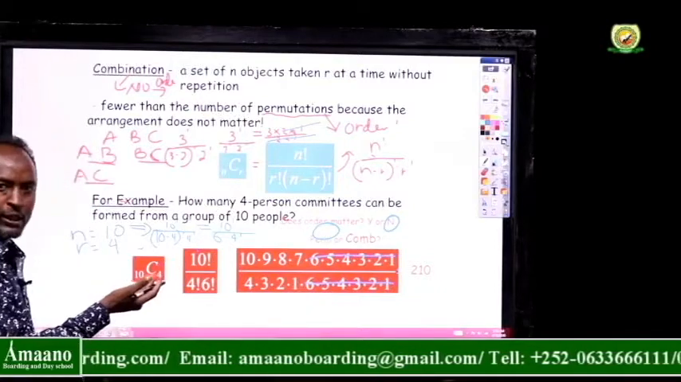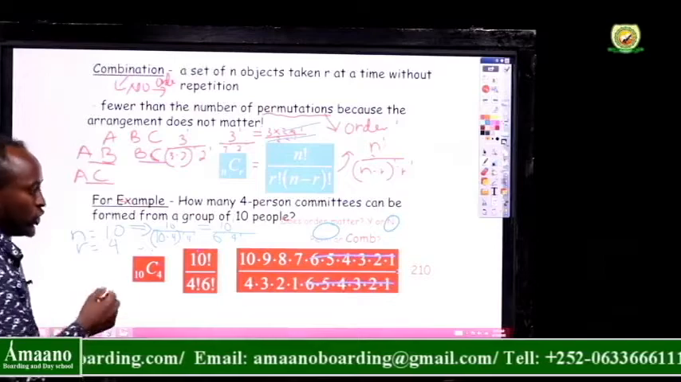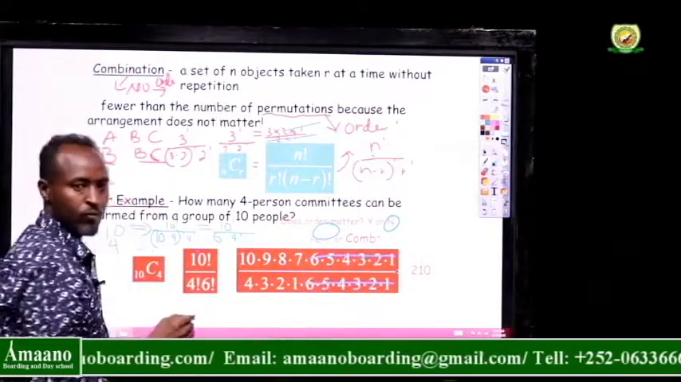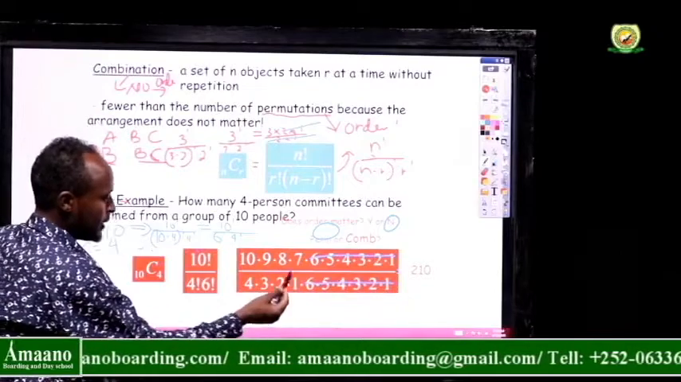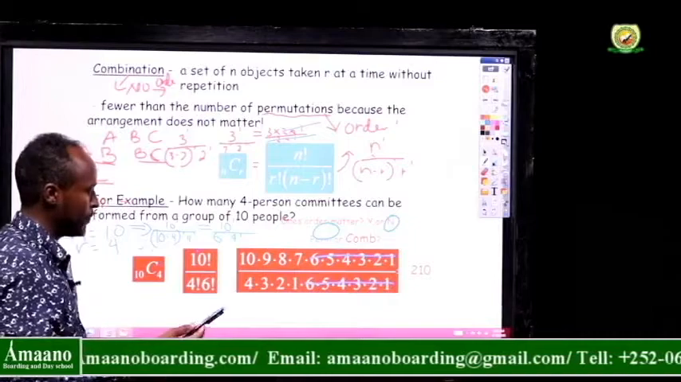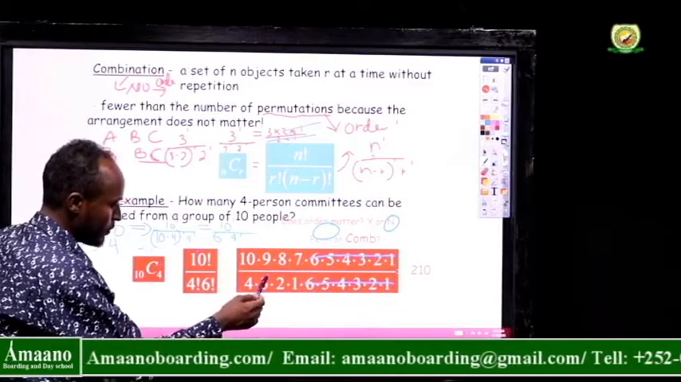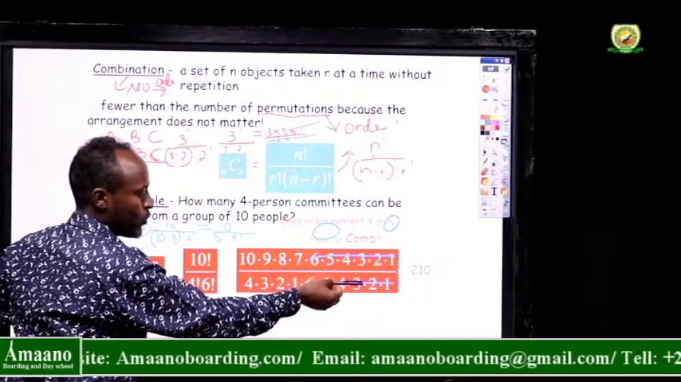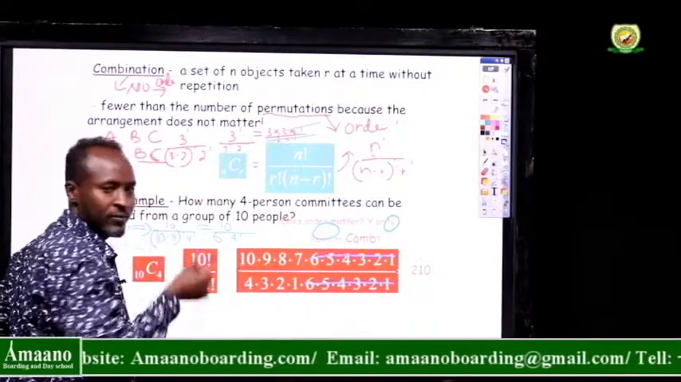If you simplify this one as you did it in factorial notation, 10 factorial starts from 10 down to 1. 6 factorial is the product of 6 down to 1. 4 factorial is 4 times 3 times 2 times 1. Therefore, 6 down to 1 cancels out 6 down to 1.